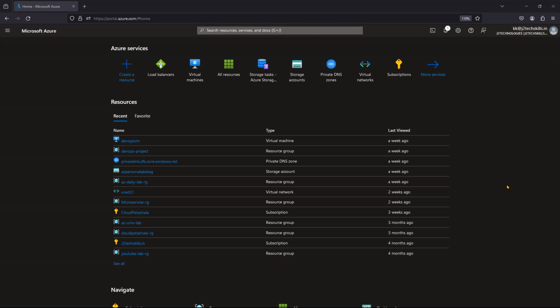Everyone knows there are four types of load balancers available. The first one is Azure Load Balancer, the second is Application Gateway, the third one is Traffic Manager, and the fourth one is Front Door. There's no real ranking like first, second, third, fourth; I just mentioned the numbers to list these four types of load balancers.